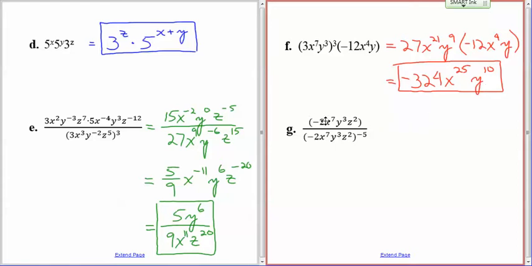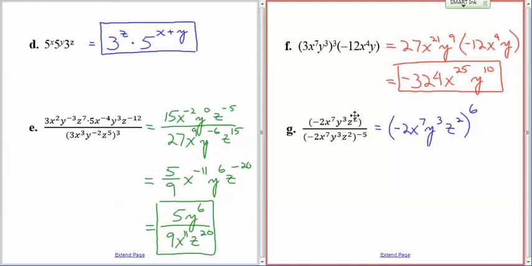And then this one, G, the first thing I notice is that everything in the parentheses is the same. So these two expressions have the same base, the numerator and the denominator. So let's write it as that base with a single power. So I'm doing 1 minus negative 5 is positive 6. This is raised to the first power. This is raised to the negative 5th power.